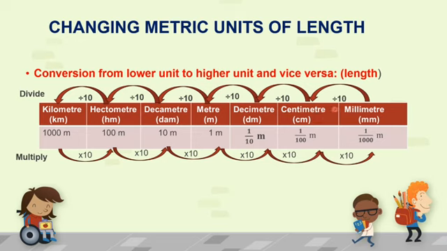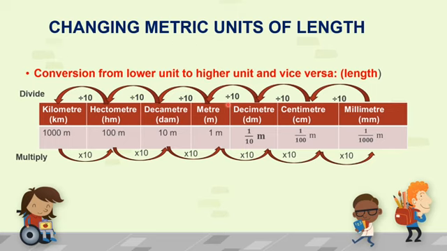Division. When we are moving from a smaller unit, or you can say lower unit, to a higher unit, then we divide. So here from millimeter to centimeter, from centi to deci, deci to meter, meter to deca, then deca to hectometer, hectometer to kilometer. As we are moving towards the left, from smaller unit to bigger unit, we divide. Smaller to bigger, we divide.